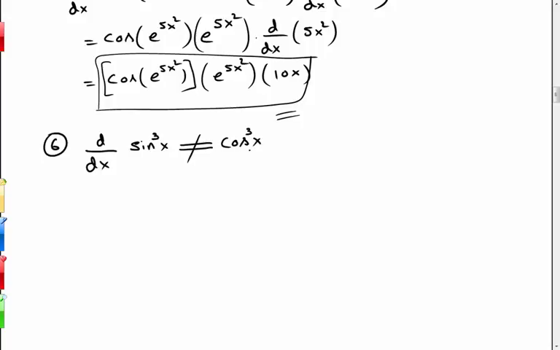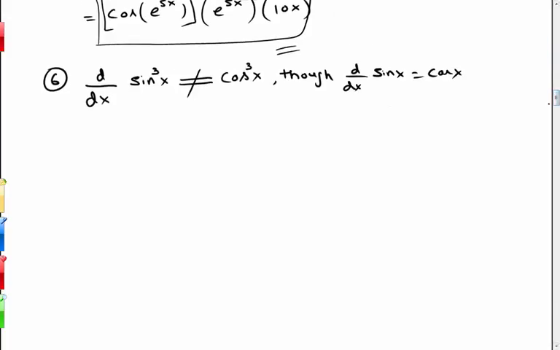Let me clearly state this. Though d dx of sine x is equal to cosine x. So now the question is, how in the world are we supposed to deal with d dx of sine cube x? And let me show you.